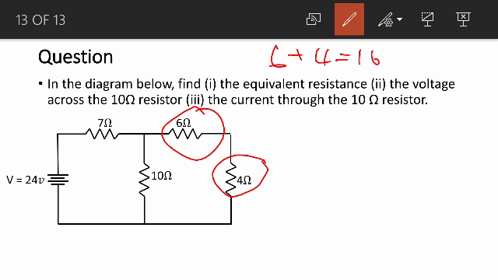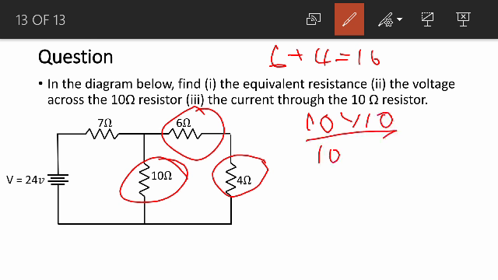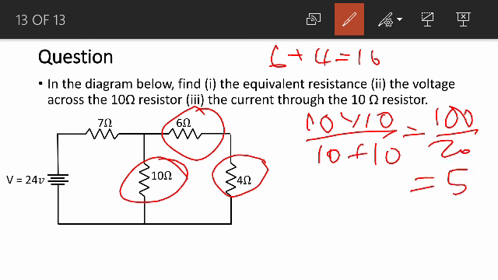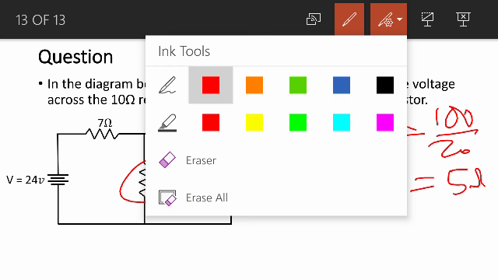Now, that 10 ohm resistor is in parallel with this 10 ohm resistor, so that makes it 10 times 10 all over 10 plus 10. Okay, for parallel combination, that will give us 100 divided by 20, and 100 divided by 20 is simply 5 ohms.